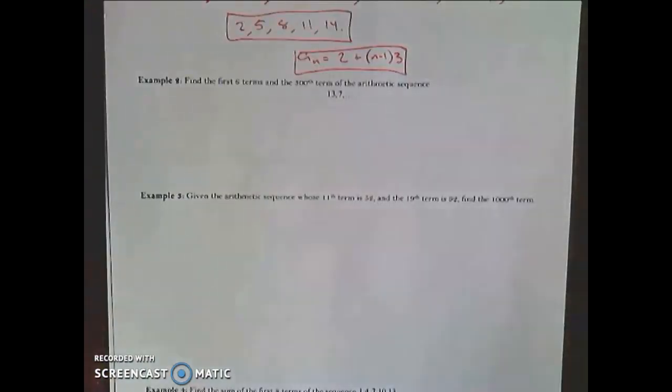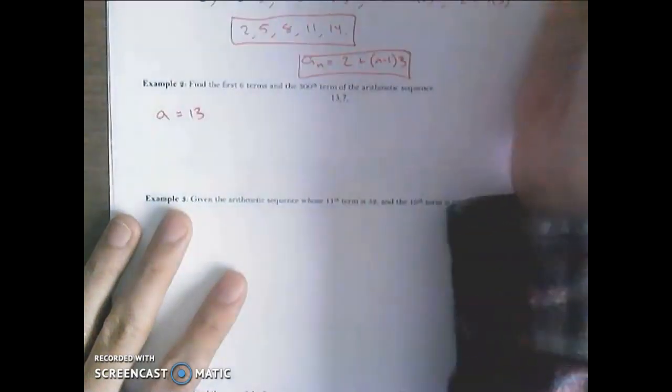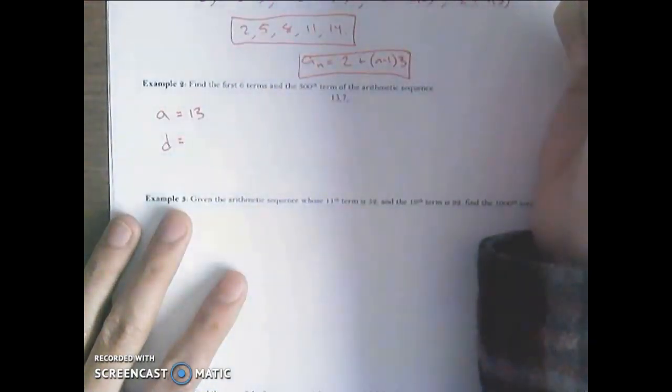Okay. I've given example 2. I'm saying that it's an arithmetic sequence, and I've given you the first 2 terms. I want you to find the first 6 terms and then the 300th term. So we begin with our first term, a, which is 13. And then to find our common difference, we take the difference of any 2 given consecutive terms.